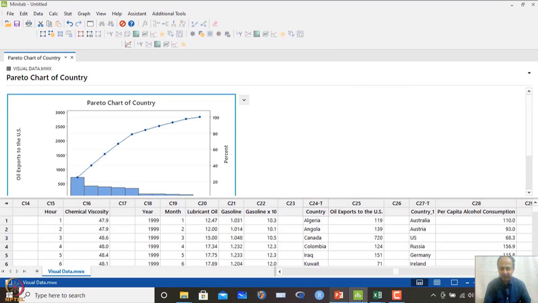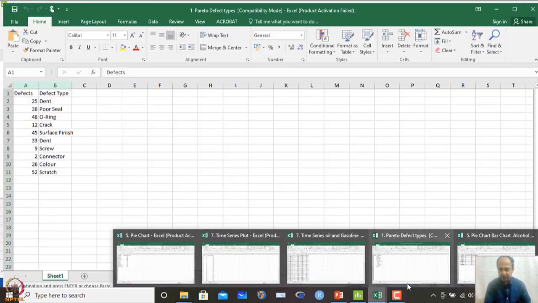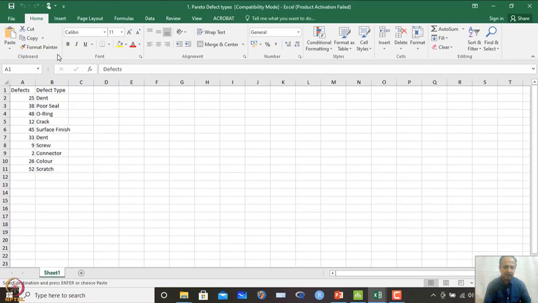Let me take an example to illustrate that. Let me take an example where I have the number of defects and types of defects. In a process you are getting some defects, and we are also categorizing and noting down the type of defect. Then, when I have identified the types of defects, I take frequencies for them.